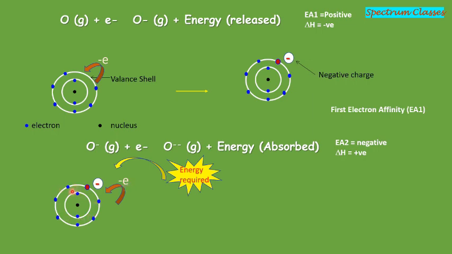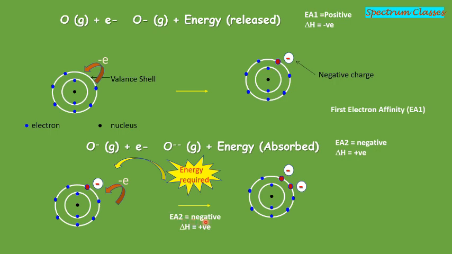The size of the atom is small, so electron density is high, so repulsion will be high. So energy is required for this system. And in this process, it acquires one more electron. The electron can be anywhere; it is just for the sake of simplicity that I have written it over here.